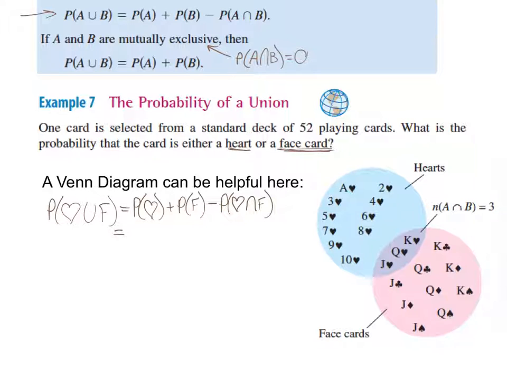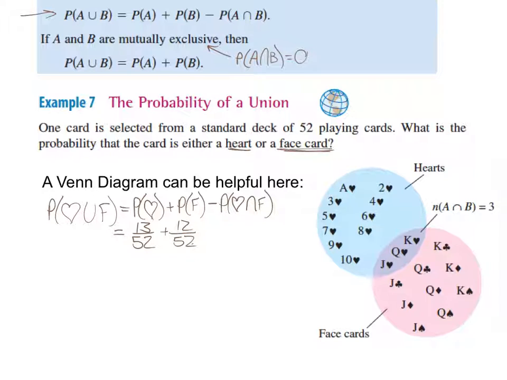What's it? 13 out of 52. Okay? 13 out of 52 cards are hearts. Which is 1 out of 4. What's the probability that I pick a face card? How many face cards are there? 12. There's 12 total, right? 3 per suit. Or 12 over 52. So good, that's 12 over 52.